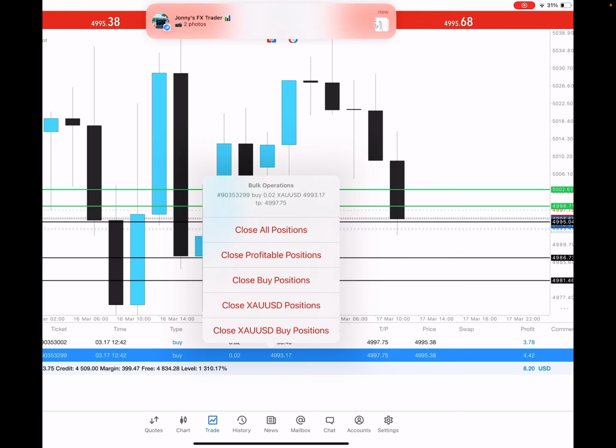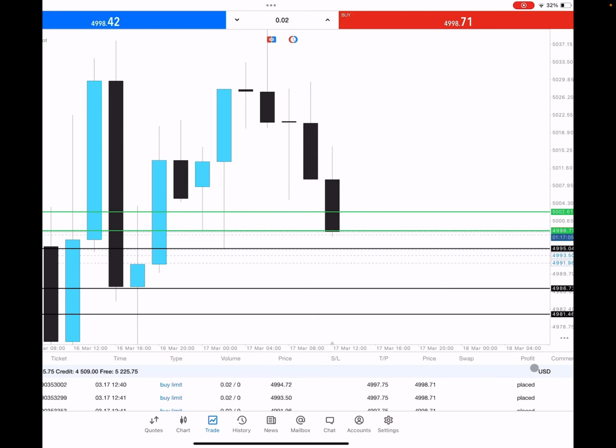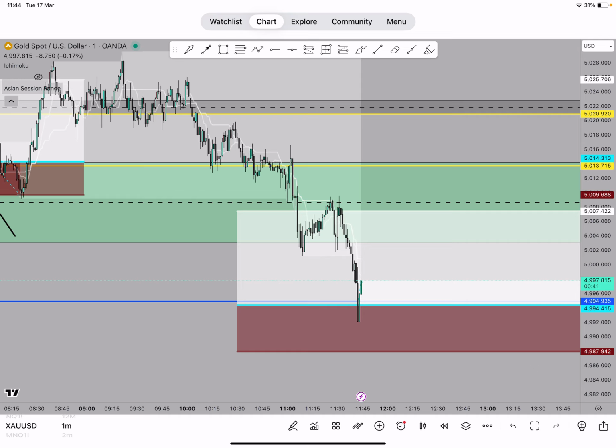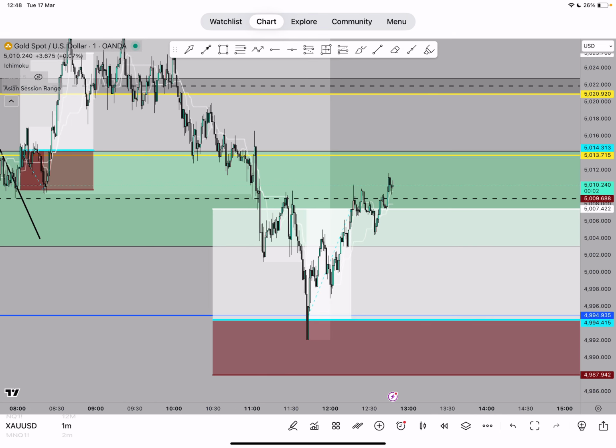Job done. Yeah, and there you go. 1 trade, 2 trade, job done. And that was it. That was the move. And if I would have held them, which I had no interest in holding them, then price did go all the way through and back up. And that was my session.